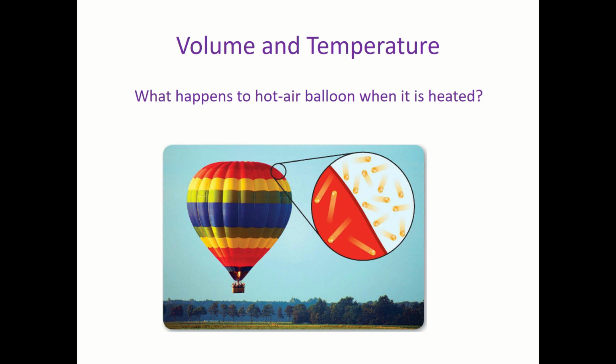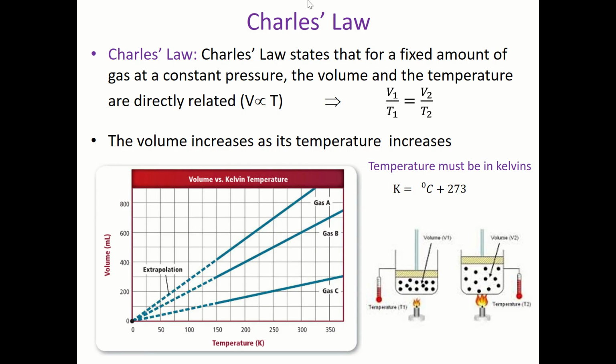So look at this. Now what I did, if I heat up, then the volume increases. If I cool down, then the volume of the air decreases. So what is this? This is what we call Charles' law. So Charles' law gives us the relation between the volume and the temperature. Charles told us that for a fixed amount of gas at a constant pressure, the volume and the temperature are directly related.